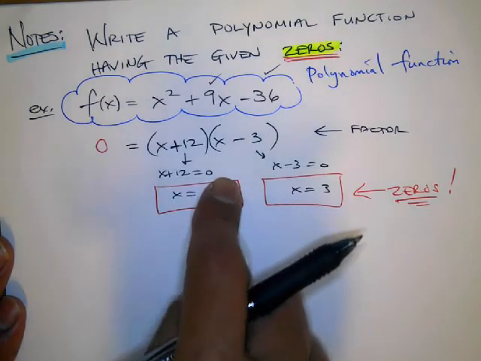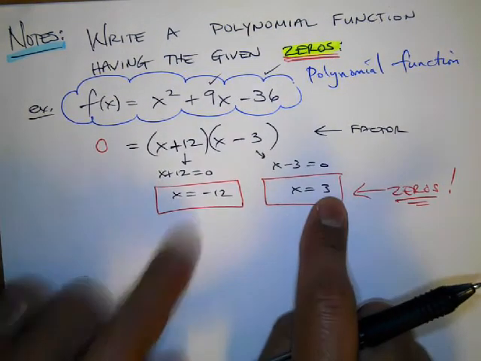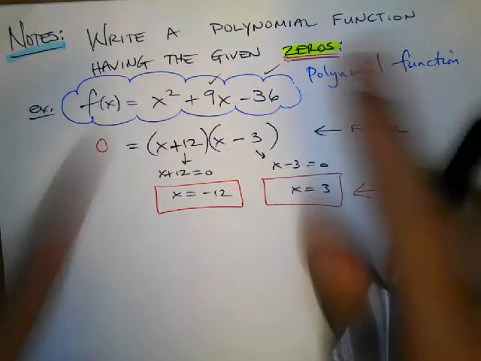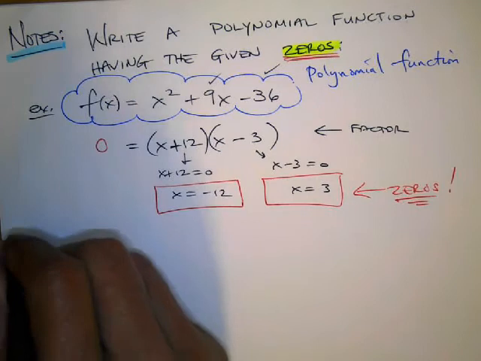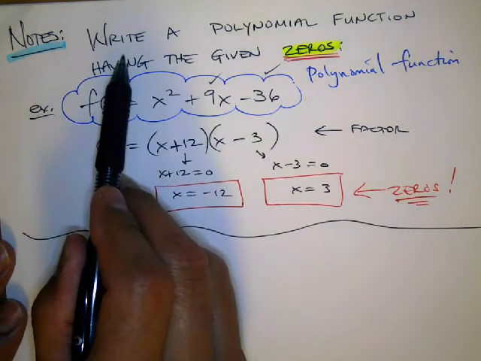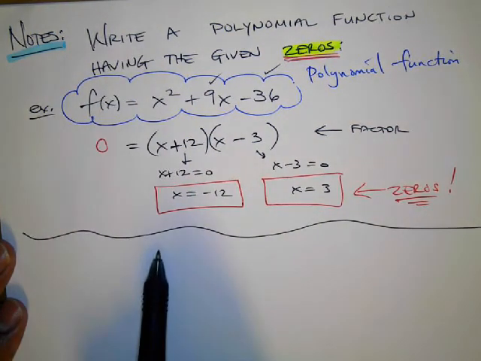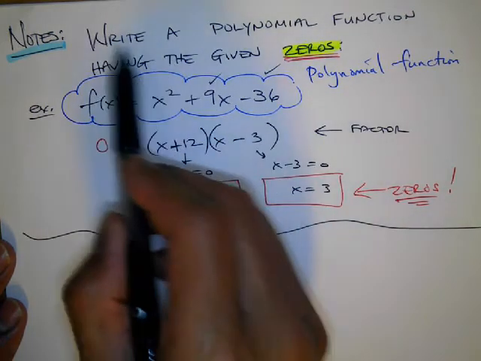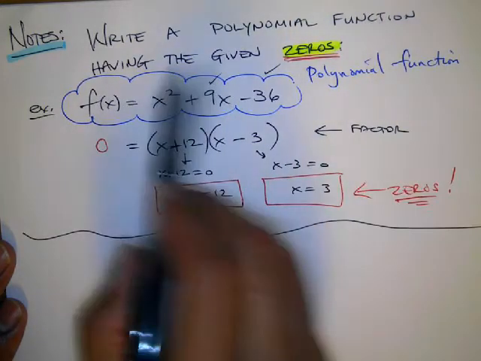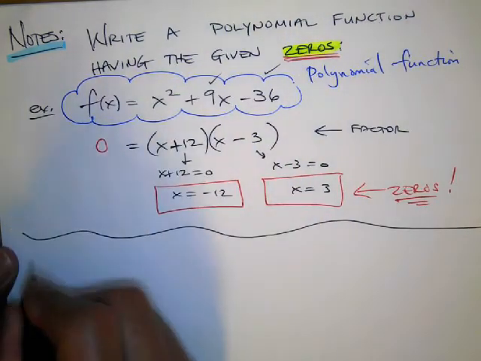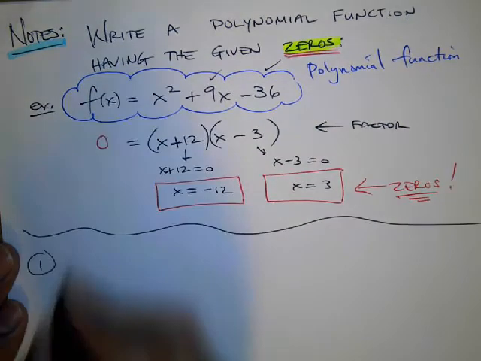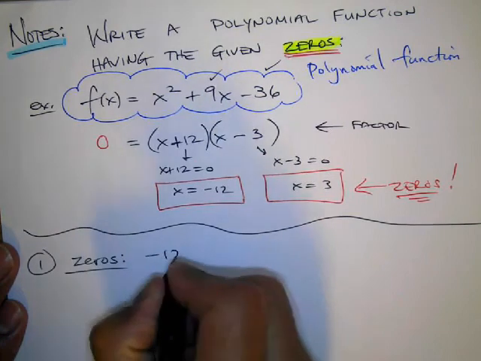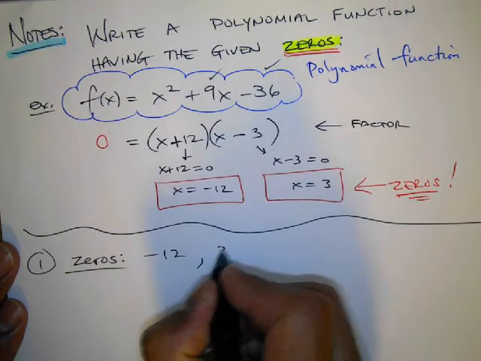So now let me do the same problem starting with the zeros, and how to derive and write this polynomial function. Okay, so doing the same one, it's going to say these directions, right? Write a polynomial function of least degree with integral coefficients that has the given zeros. And at the last it says having the given zeros. So if this was number one, it would say this. The zeros are what? Negative 12 and positive 3.